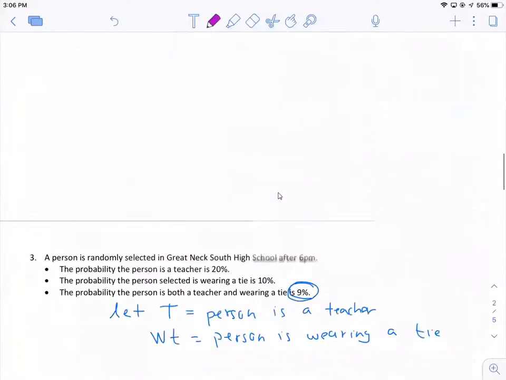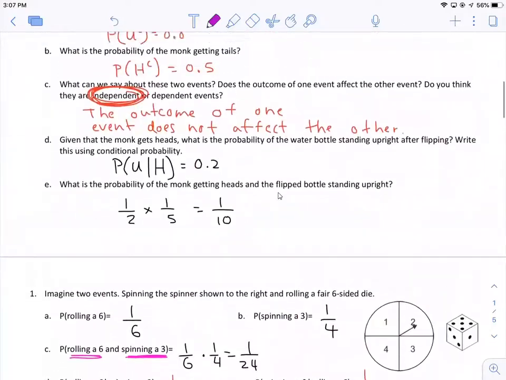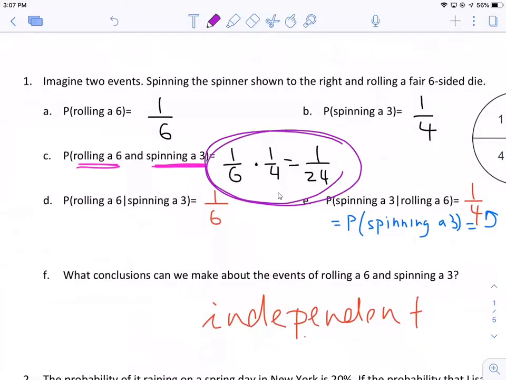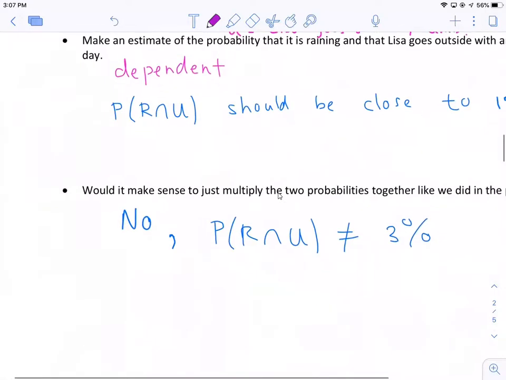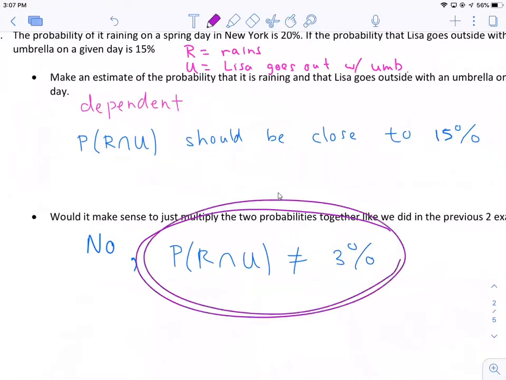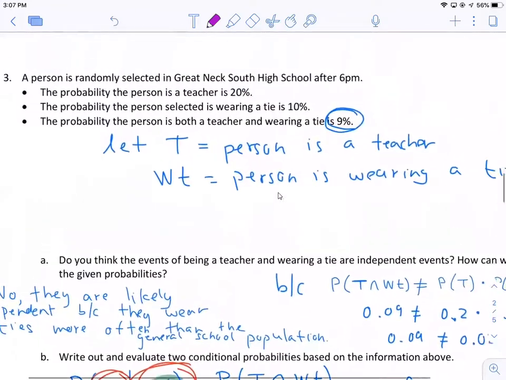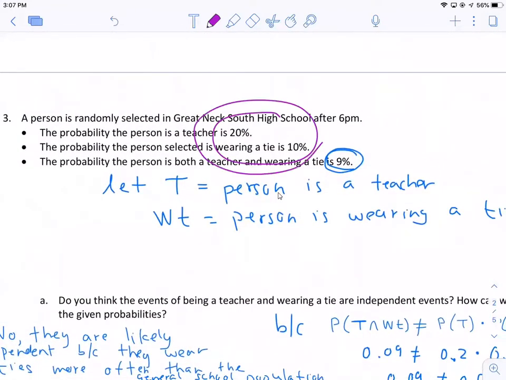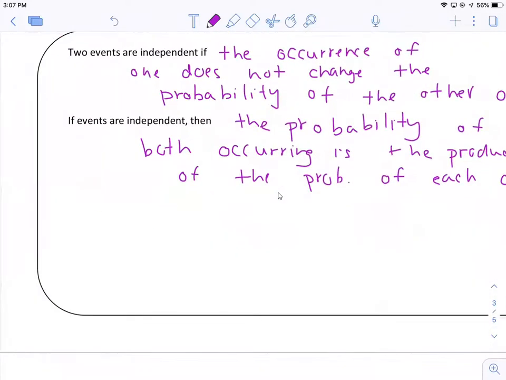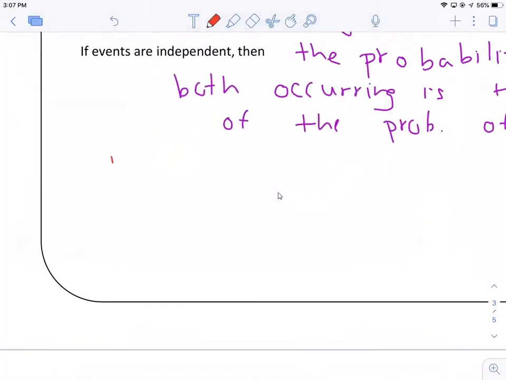Right, and an example of that is right here. If they're independent, you can just multiply out the two individual probabilities, and you'll have the probability of both occurring. Whereas if they are dependent, we saw that it wasn't true for the raining example. Also, with the teacher example, you can't just do 20% times 10% and get the probability of both occurring, right? So that's our summary in words. Let's write it out with our notation.